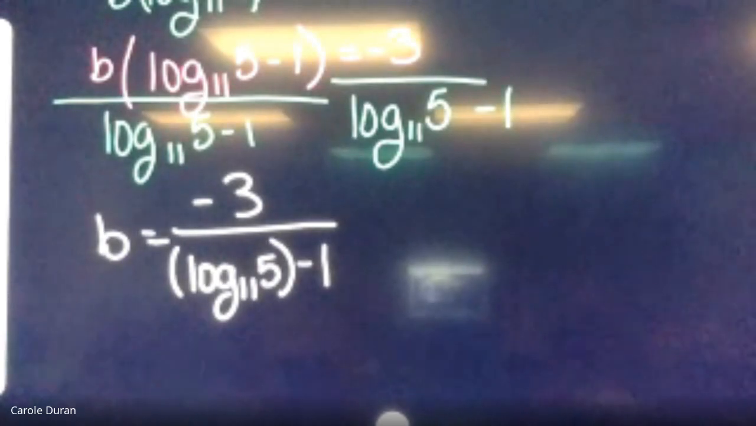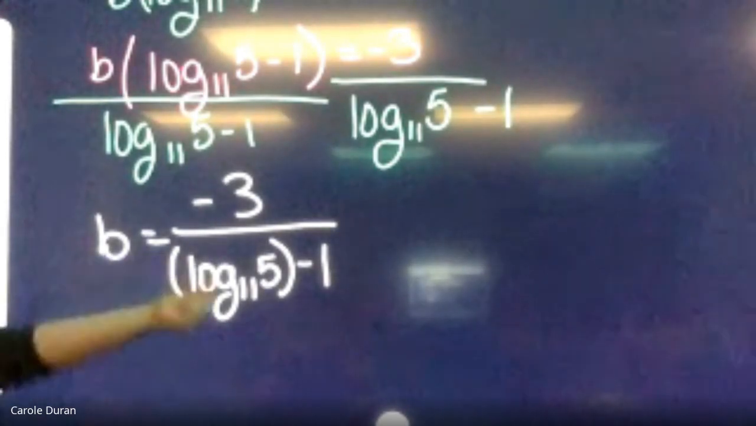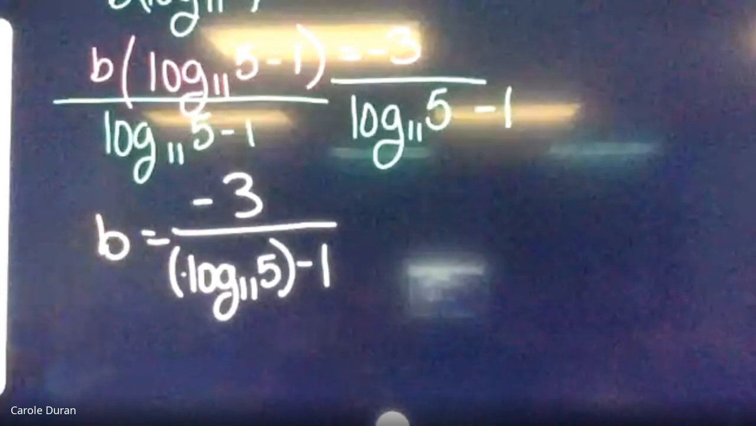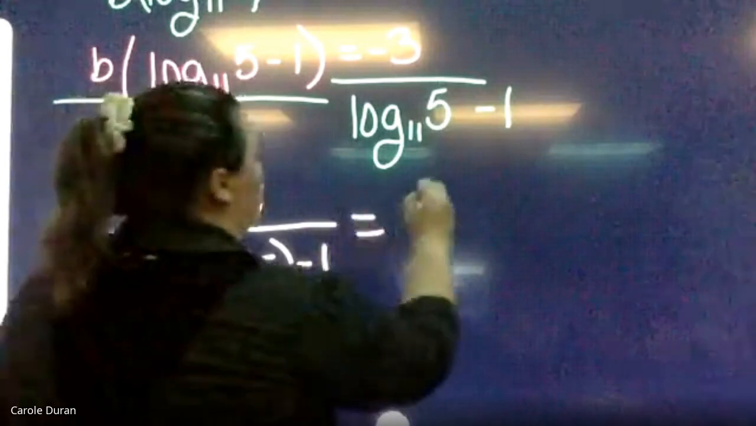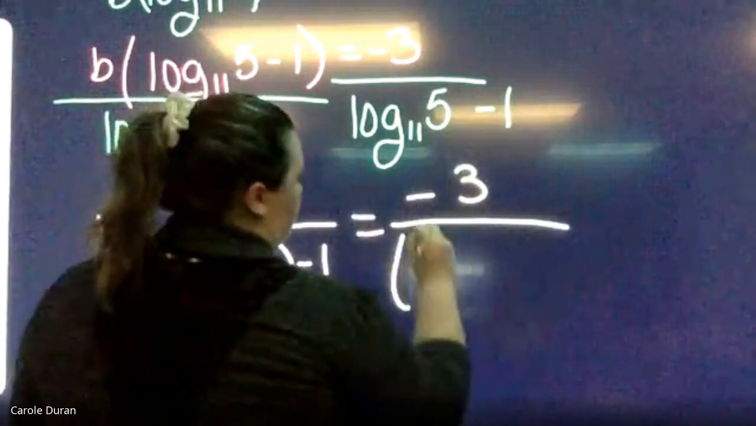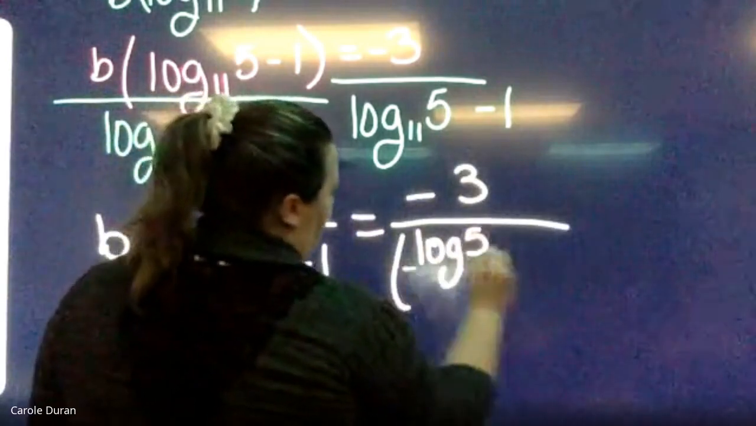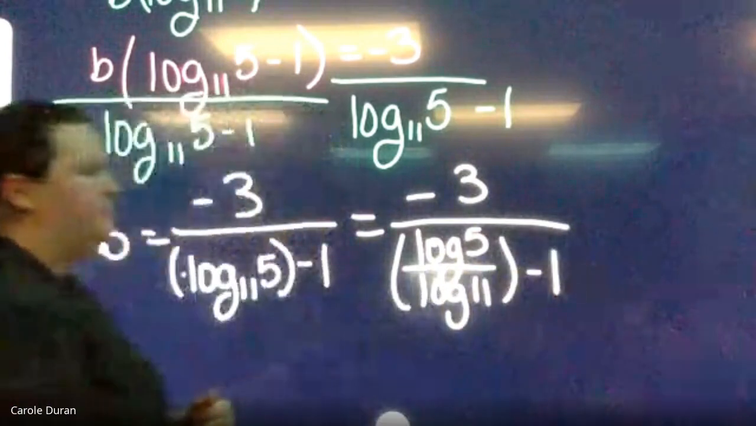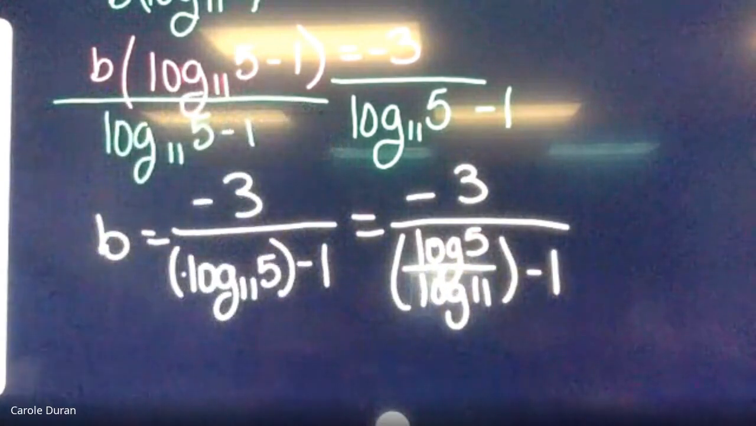So I really do actually need to solve this. The first thing I need to do is change my log base 11 of 5 using the change of base formula and make it log 5 over log 11. So this becomes negative 3 over log 5 over log 11 minus 1. And then I can put it into my calculator.